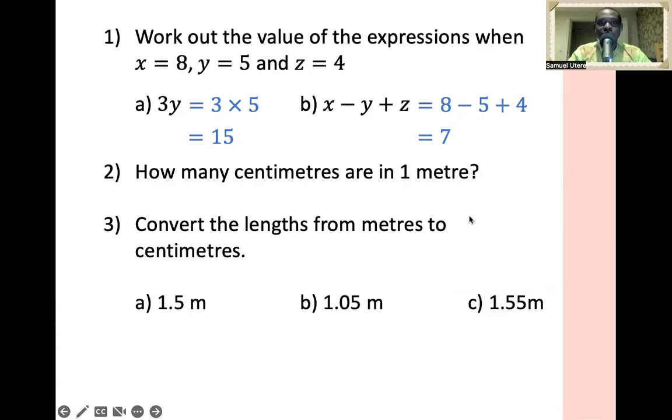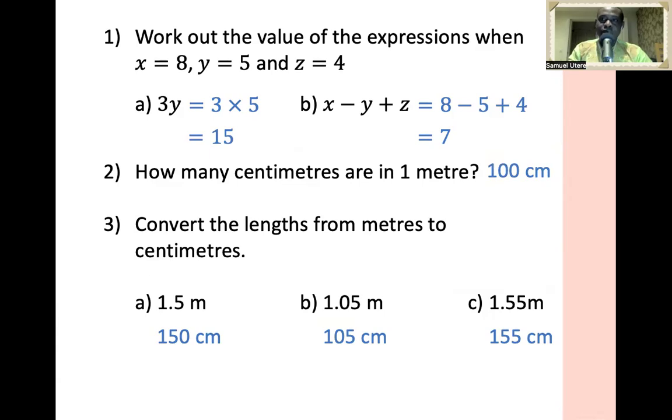Next, you were asked how many centimeters are in 1 meter. Of course, there are 100 centimeters in 1 meter. And then here, using this information, you can now convert these. So this is as simple as multiplying them by 100. So that will be 150 centimeters, 105 centimeters, and 155 centimeters.